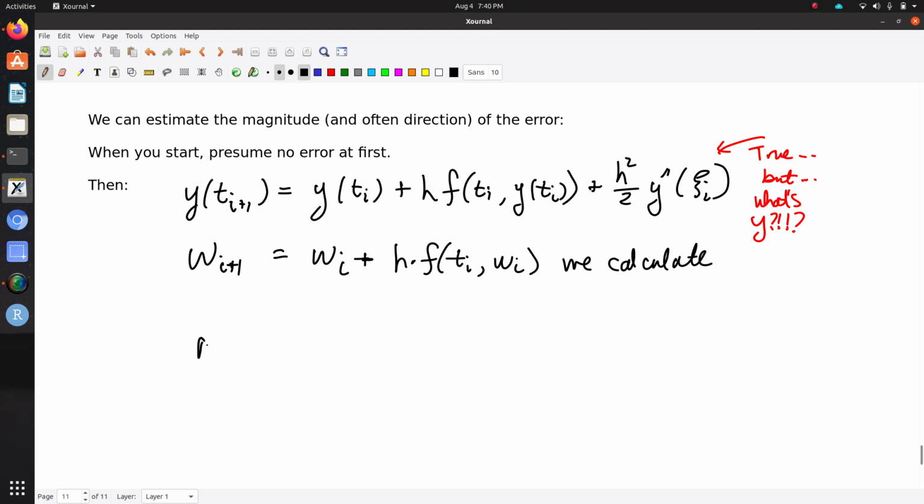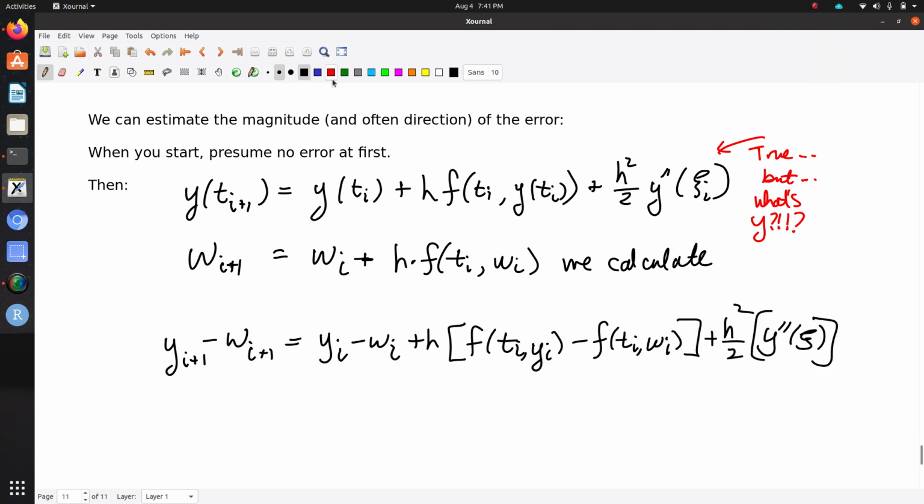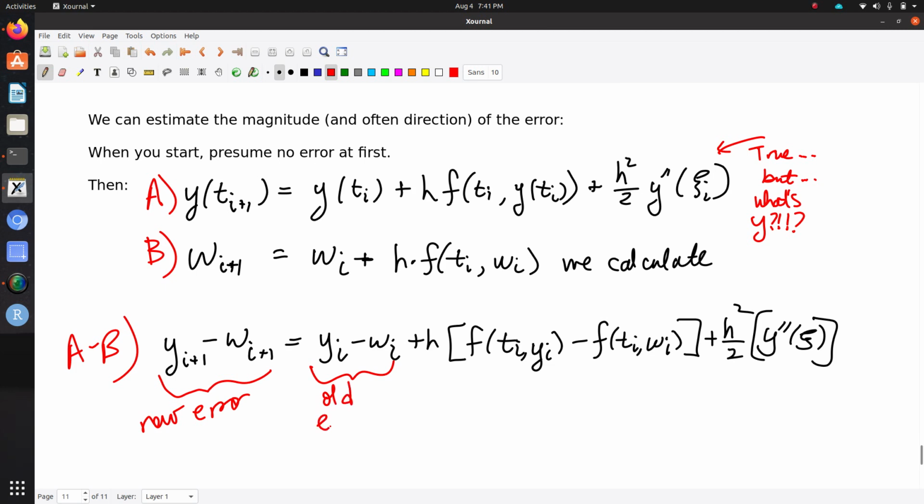Okay, so notice if we say y_i, it's another way of writing y at t sub i. Okay, and so we can subtract these to find the error, in theory. So if we call this line A and we call this line B, the next line is A minus B. So I just took whatever's true and subtracted out our calculation. This quantity here is error. This is our new error. This is our old error.